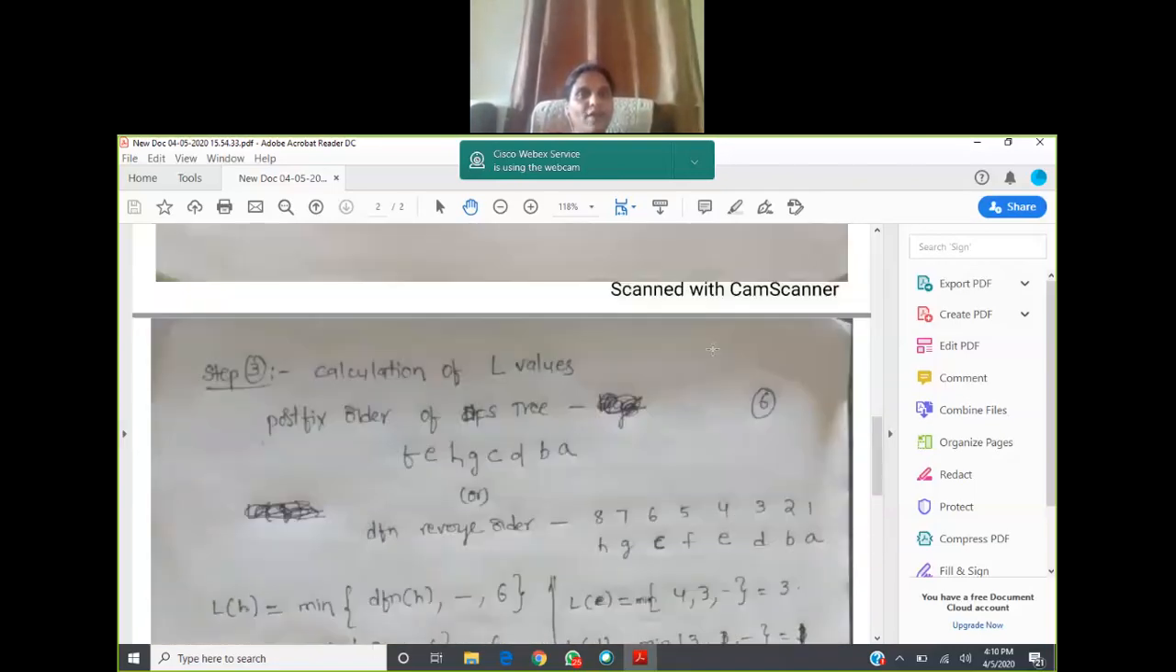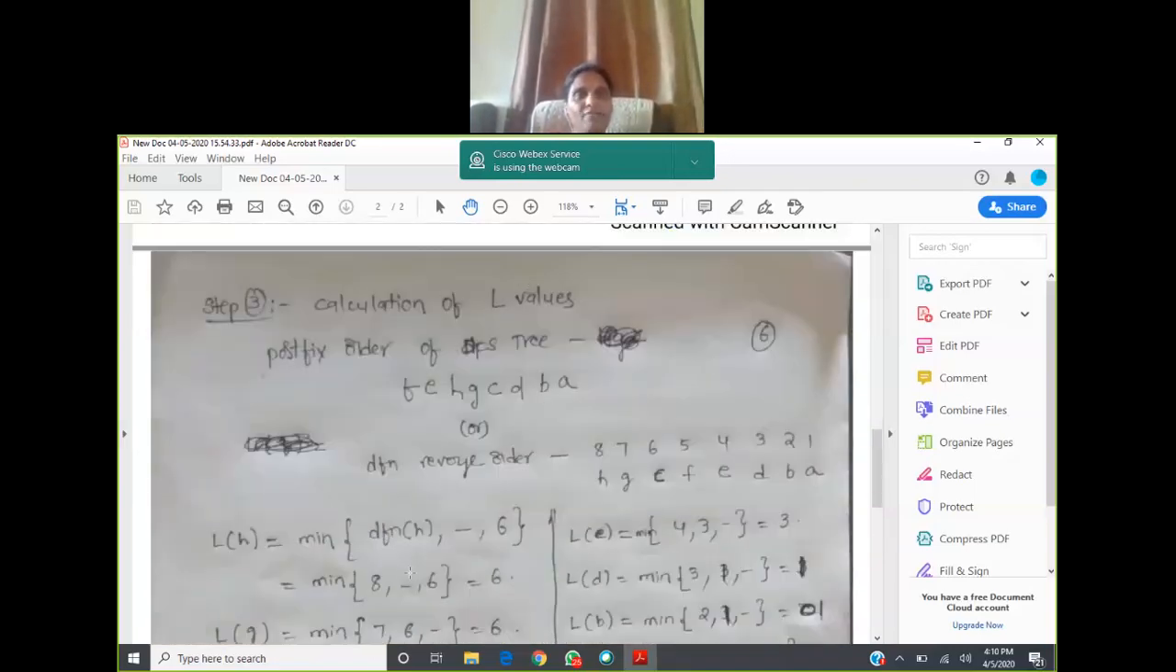Before finding the L values, you have to find them in the order of either postfix order or DFN reverse order. Anything you can take. In the previous first example, I calculated L values based on the postfix order of the DFST. In this example, let us calculate L values based on DFN reverse order. So what is the DFN reverse order? 8, 7, 6, 5, 4, 3, 2, 1. According to that, write the corresponding vertices.